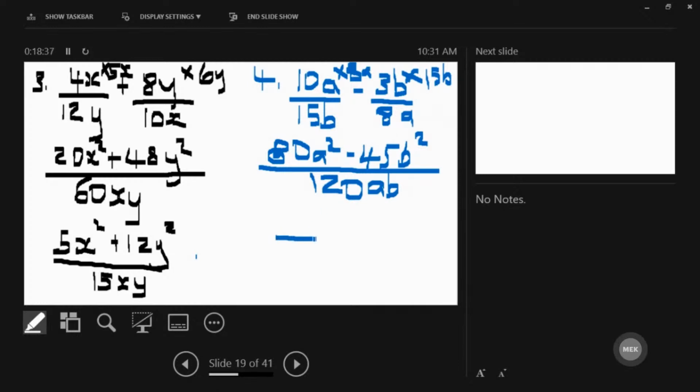All right, so 5 into 80, that's 16, and we have our A squared. 5 into negative 45, that's negative 9, and we have our B squared. And 5 into 120, that's 24, and we have our AB. And this is our final answer for number 4. So have a look at it. As we go along, it should be getting clearer and clearer to you.